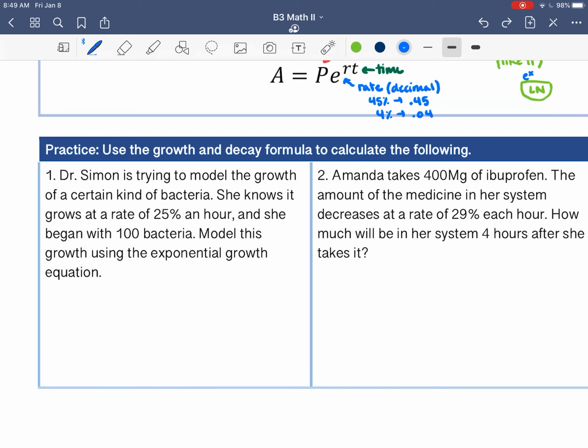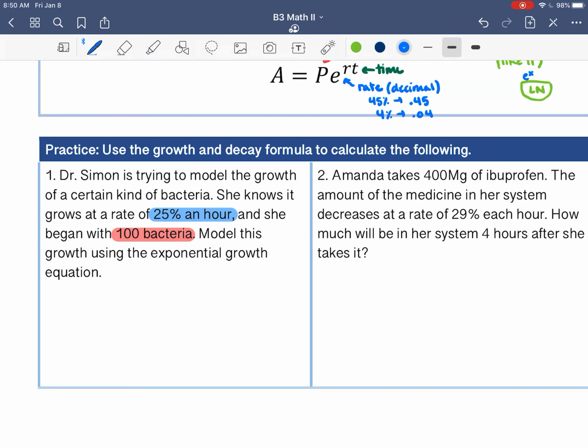The first problem is Dr. Simon is trying to model the growth of a certain kind of bacteria. She knows it grows at a rate of 25% an hour, and she began with 100 bacteria. Model this growth using the exponential growth function. So we have the starting amount of 100 bacteria, the growth rate of 25% an hour.